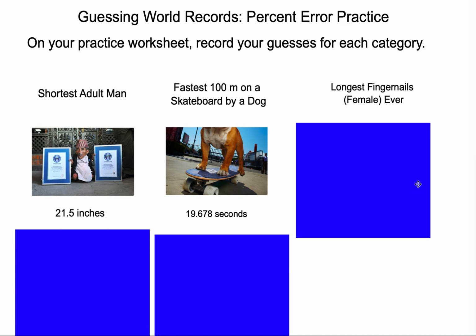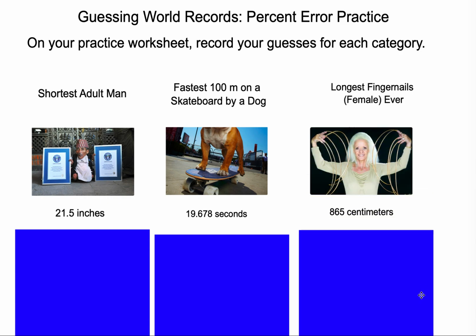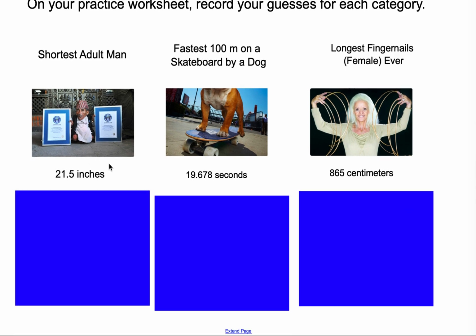And then longest female fingernails ever, 865 centimeters. So you're going to subtract your answer with that number. So let's say you guess 400 centimeters, you do 865 minus your answer, and then divide by the actual 865. All right. And that is it for percent of increase, decrease, and percent error.